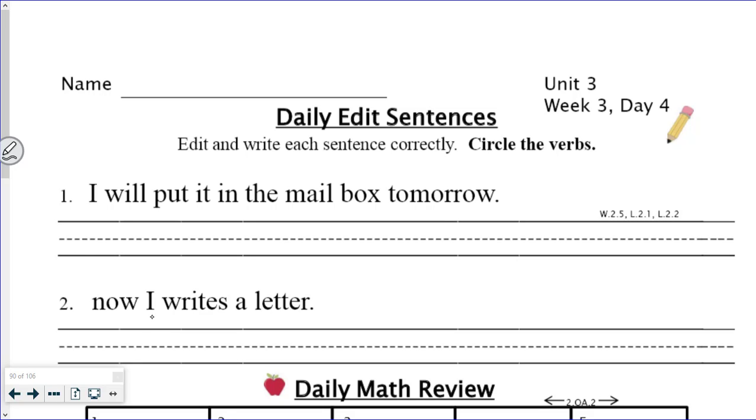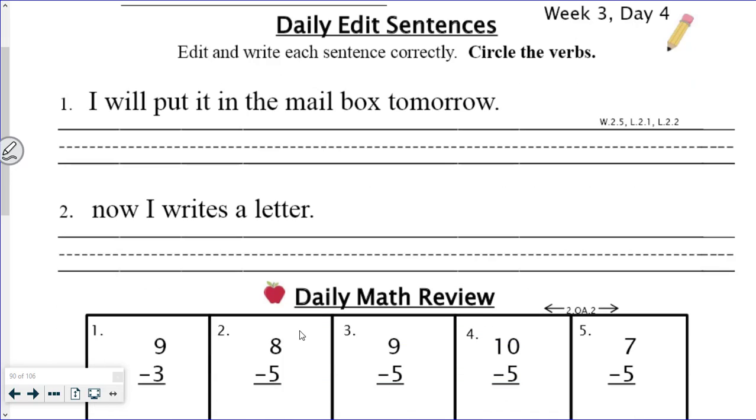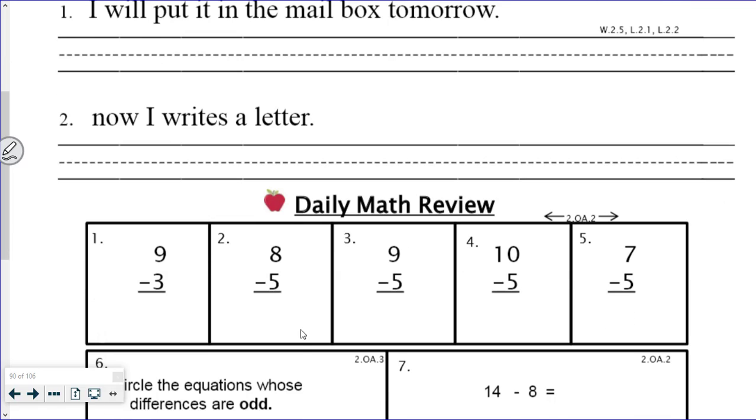Number 2, now I writes a letter. Same thing, fix it up, rewrite it nice and neat on the lines. Pause your video and do that. We'll go back and circle the verbs at the end.